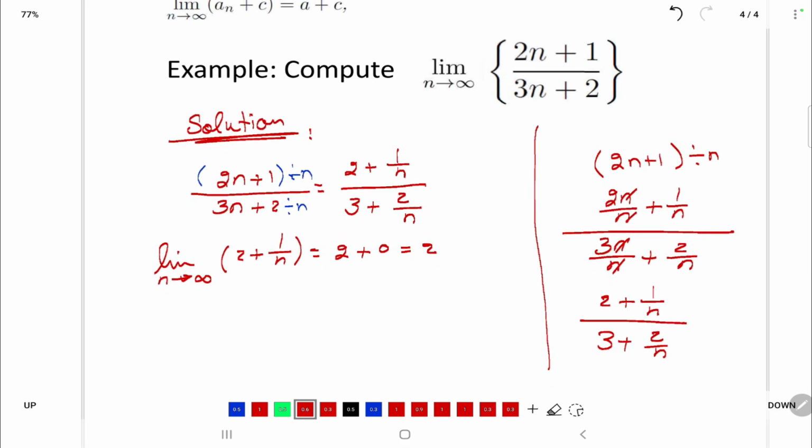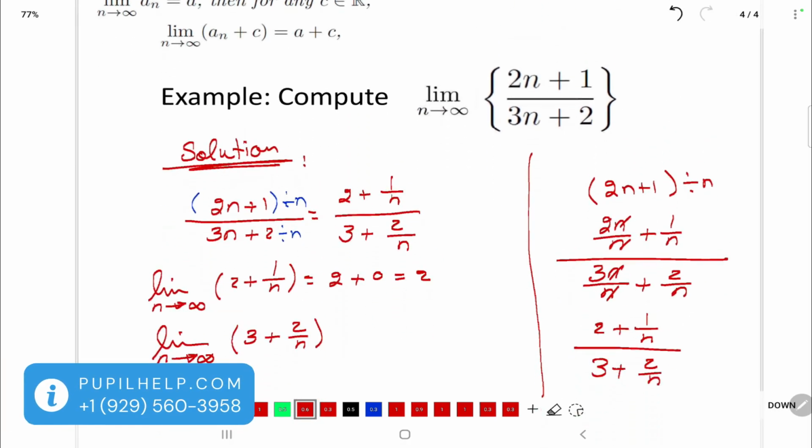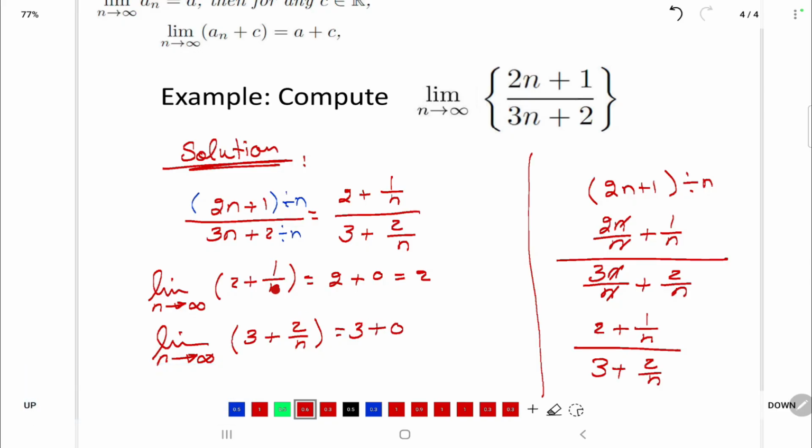The same thing for the denominator. The limit as n approaches infinity of 3 plus 2 over n, the same corollary. You see this one? It is 3 plus 0. Why? Because for 2 over n and 1 over n, if the denominator approaches infinity, then 2 over infinity equals 0. So 1 over infinity also equals 0. So here you see 0 and 0.